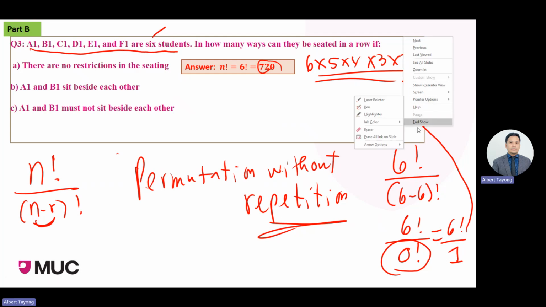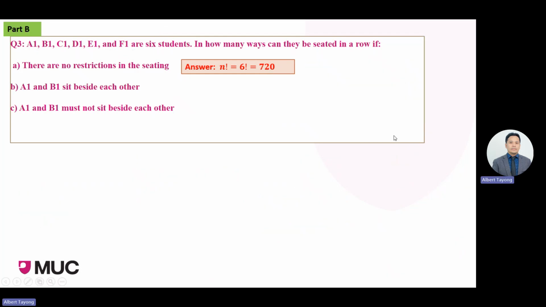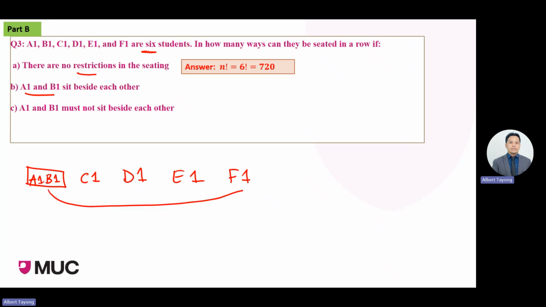Okay, so the second one, we have restrictions. A1 and B1 should sit beside each other. So what are we going to do? We're going to put A1 and B1 together, one group. Then we have C1, D1, E1, and F1. Now, the total group will be only 5 instead of 6.